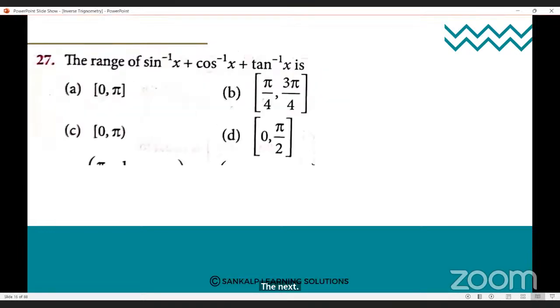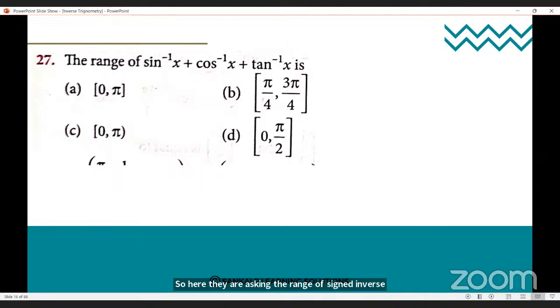So the question over here is the range of sine inverse x plus cos inverse x plus tan inverse x. Okay, so in the beginning of the class, I told you the domain and range of inverse trigonometric functions is very important, playing a very important role in solving the question. So here they are asking the range of sine inverse, cos inverse, and tan inverse.